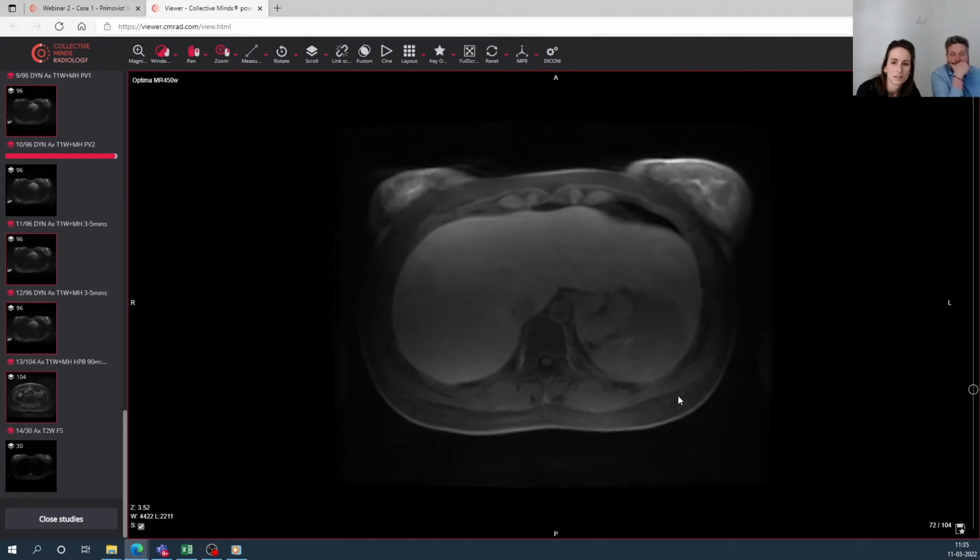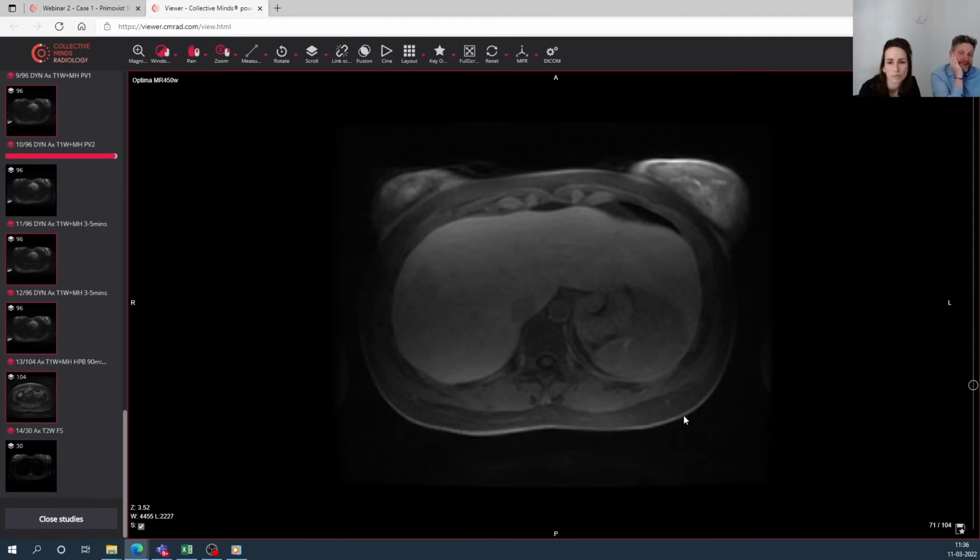So that's kind of strange, no? Yeah. So you have all signs compatible with an inflammatory adenoma, but the lesion is isointense. That would make the diagnosis obvious for FNH. Yeah, that's strange. So what would you propose?